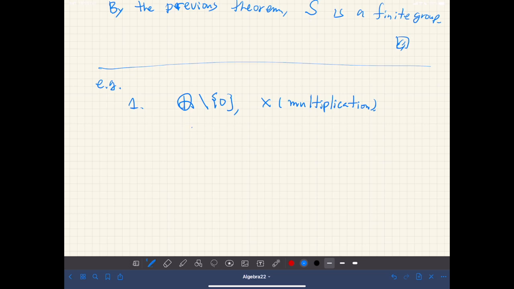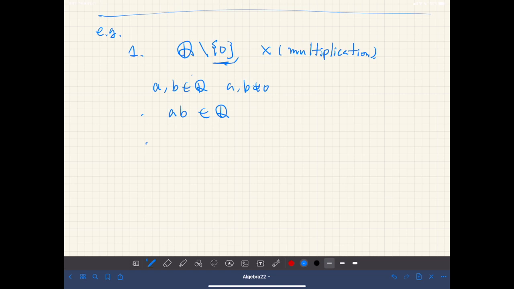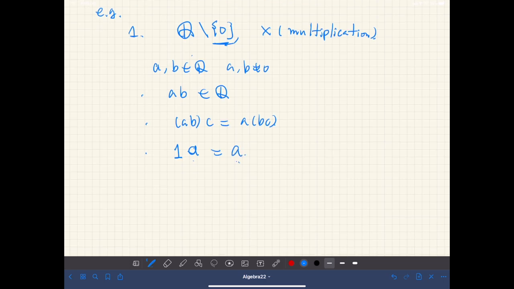So let's check that. First of all, if we have two rational numbers that are non-zero, because we exclude 0, then a times b is a rational number, right? So that's okay. And of course, this is just an ordinary multiplication, so the associativity holds. And the next one, this 1 times any rational number is equal to that rational number. So this 1 is the identity.